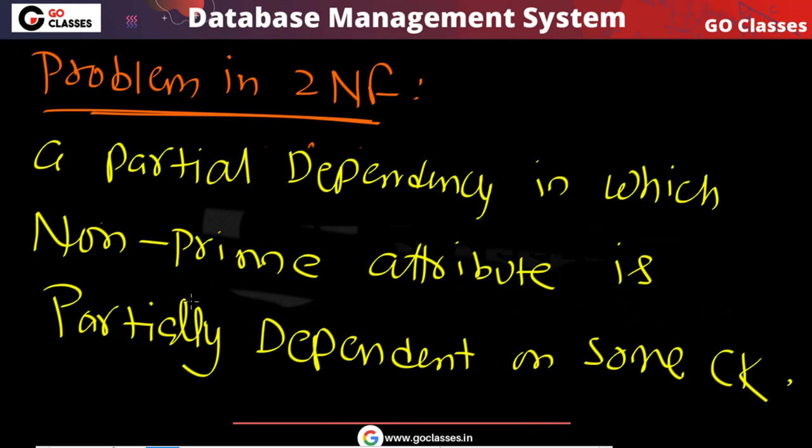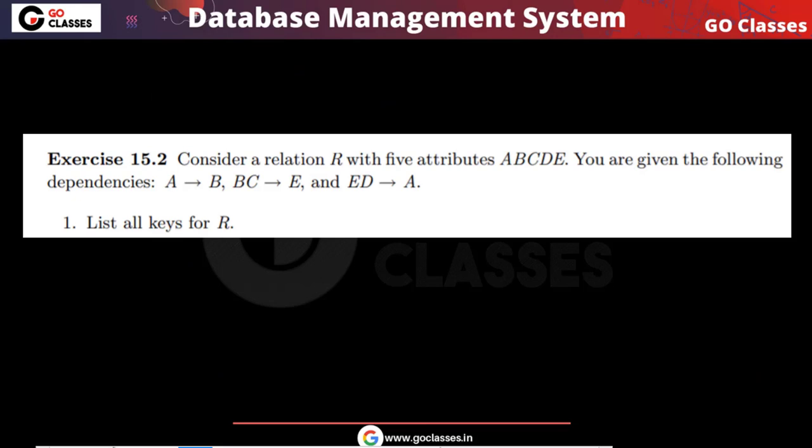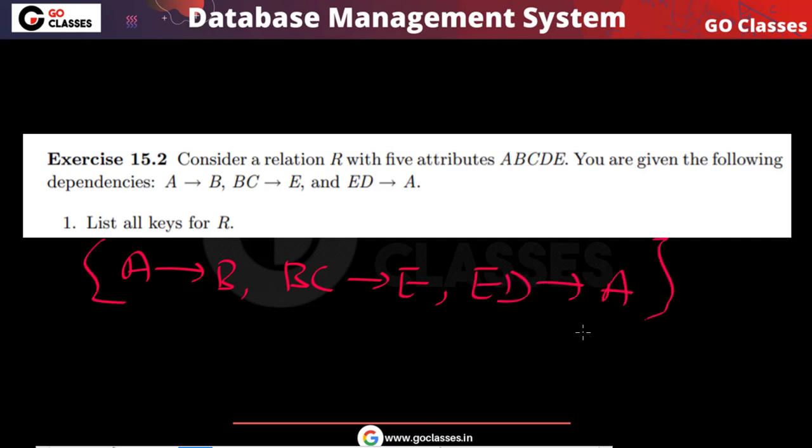The other partial dependencies are not a problem in 2NF. Remember this is the point. Now let's find out whether this relation is in 2NF or not. You can notice these are the functional dependencies given to you: A determines B, BC determines E, ED determines A.